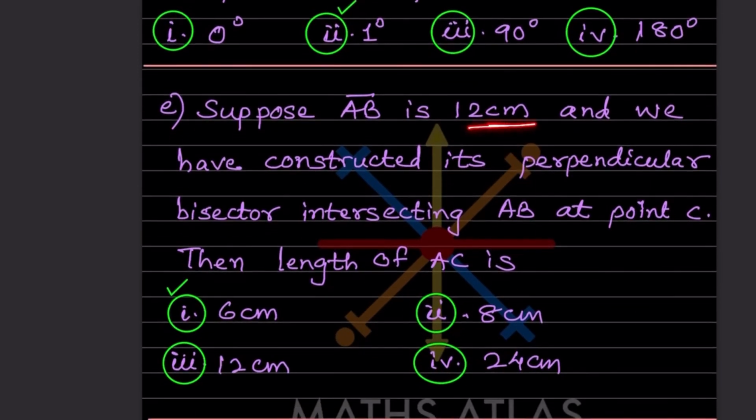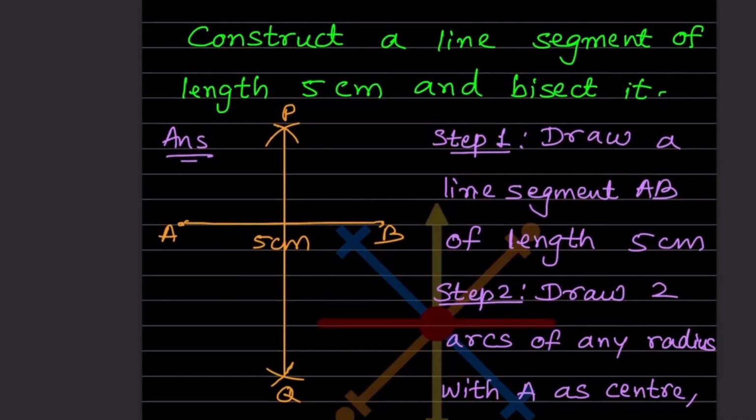Suppose AB is 12 cm and we have constructed its perpendicular bisector intersecting AB at point C, then the length of AC is. So now this AB is 12 centimeter. We have constructed the perpendicular, so there will be somewhere AC here. This is AB. So this AC is going to be half of AB, that is 6 centimeter.